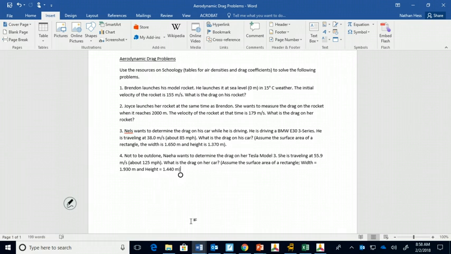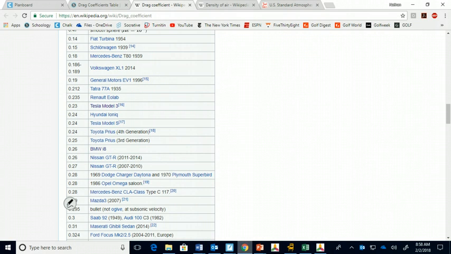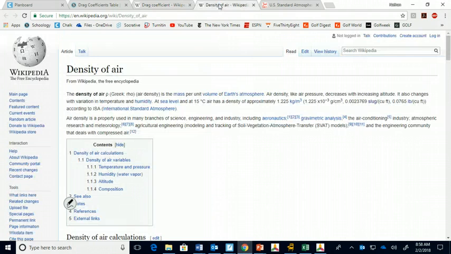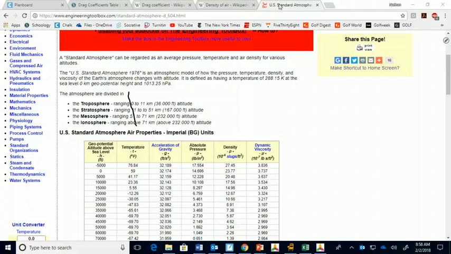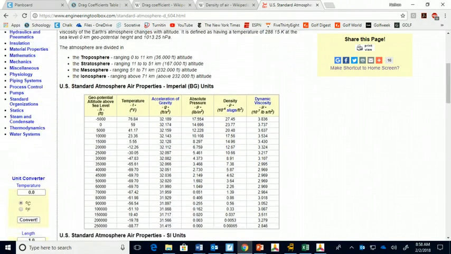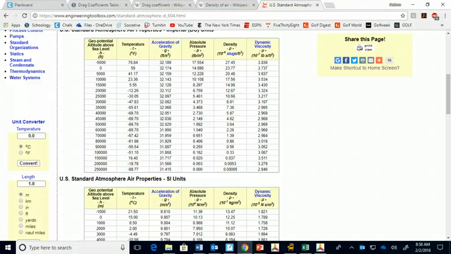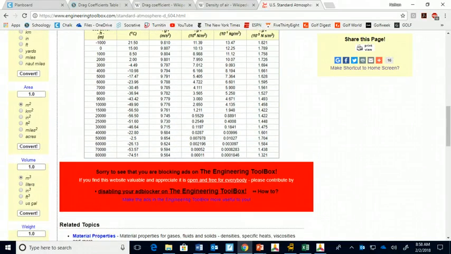Okay, so Joyce wants to one-up Brendan, and she has her rocket that she launches, and we want to measure it when it reaches 2,000 meters. Why did I tell you that? It's a different atmospheric density, right? So you'd have to look on the chart to find what that atmospheric density is. Density of air, right? Here we go. And again, this table is in English units, right? So feet per second squared, pounds per inches squared. So you don't want to use that table. You want to move down here to SI units, which is what we use, right?